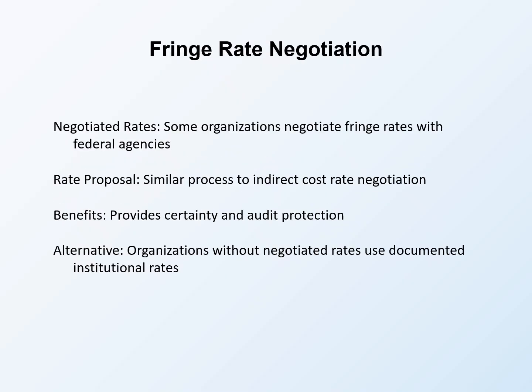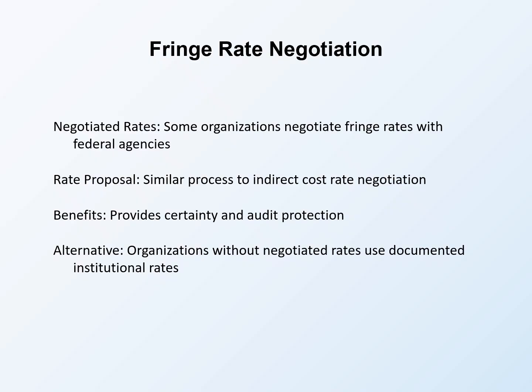Organizations with significant federal funding may negotiate fringe benefit rates with their cognizant federal agency, similar to indirect cost rate negotiations. Understanding this process provides context for how rates are established. Negotiated fringe rates are agreed upon through a formal process with the cognizant agency. The organization documents its benefit costs and calculates rates that the agency reviews and approves.